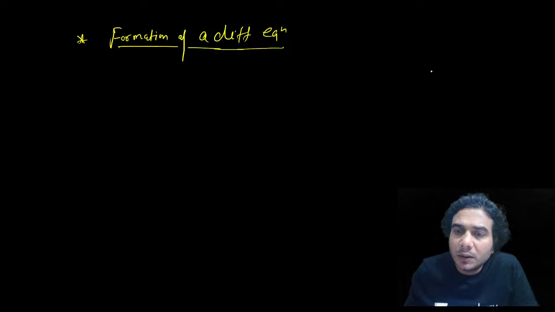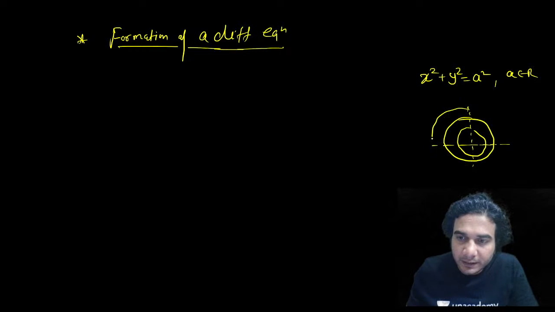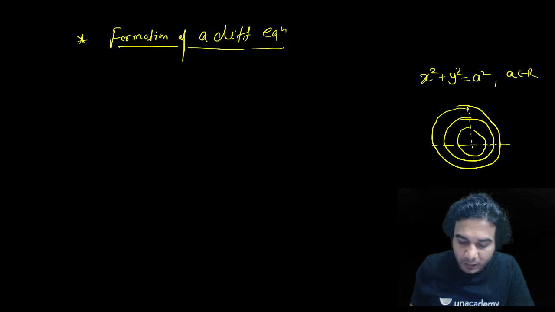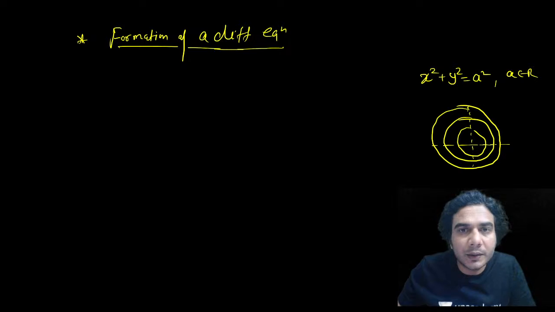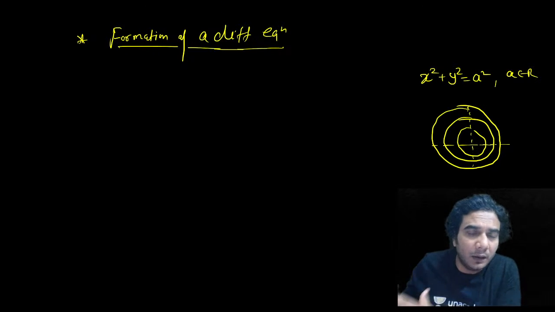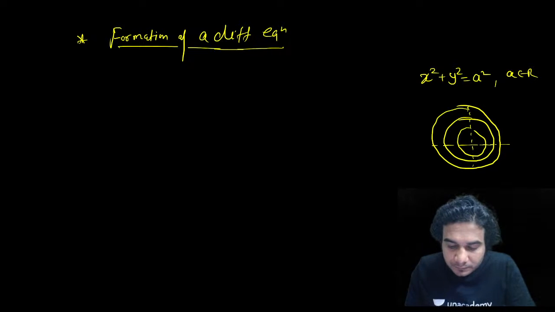Like you write x square plus y square is equal to a square. A is a parameter. So it's a family of circles whose center is at the origin, right? This is a family of circles centered at the origin. So all this family will have one differential equation. For all values of a, you will have only one differential equation. So whenever you have a differential equation, it is a differential equation of a family of curves, okay? Is this point okay?